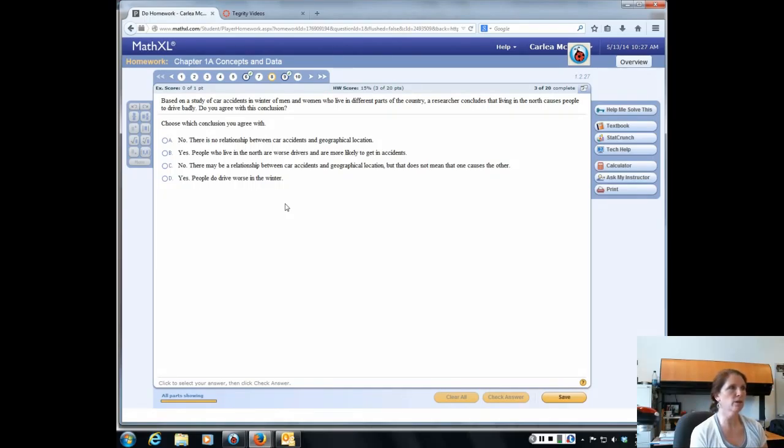So it has to be one of the no statements, and I'll let you read that a little bit closer. It doesn't mean that there's no relationship. It just means that it's not a cause. We can't just say it's a cause.